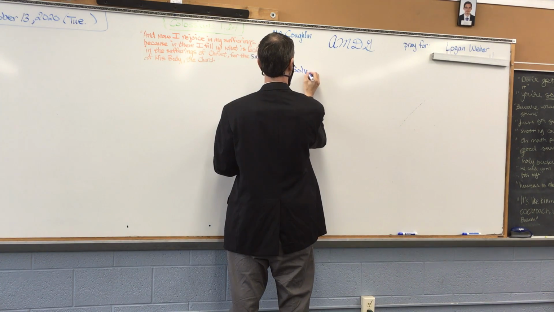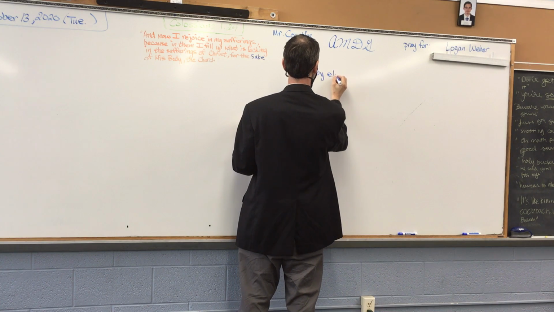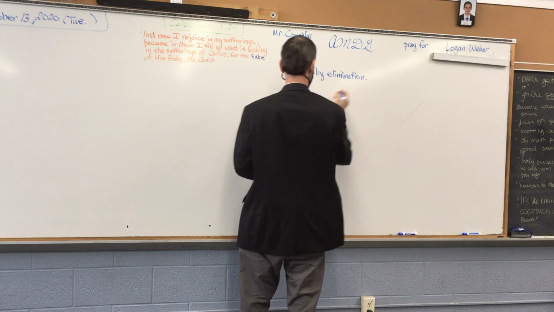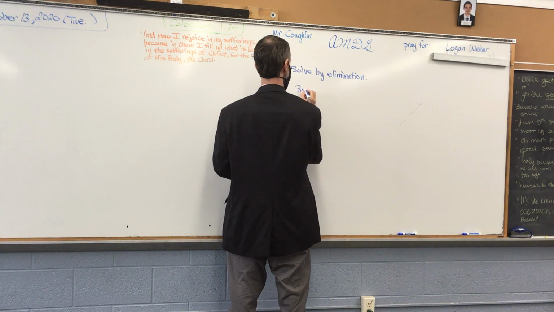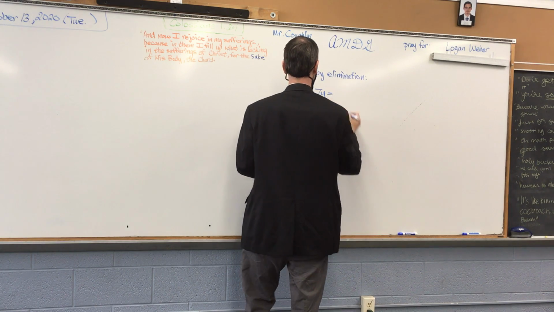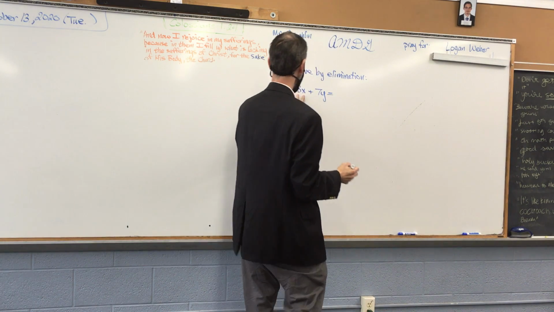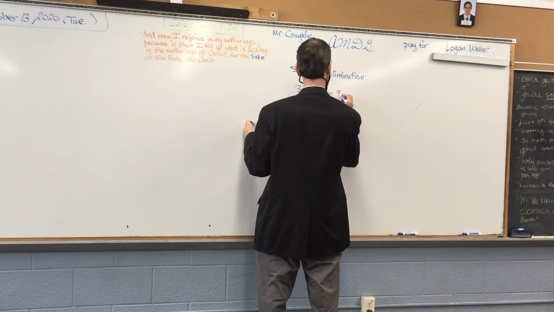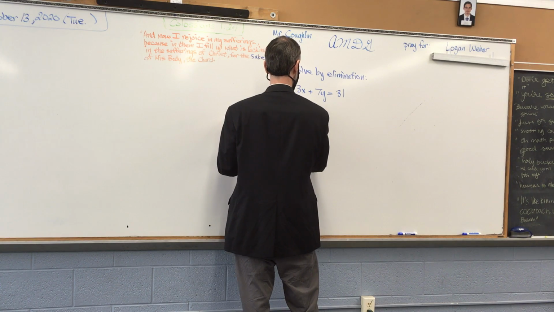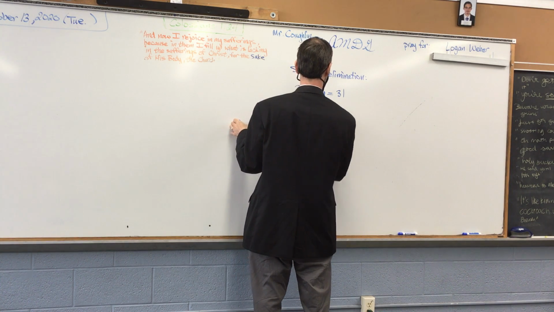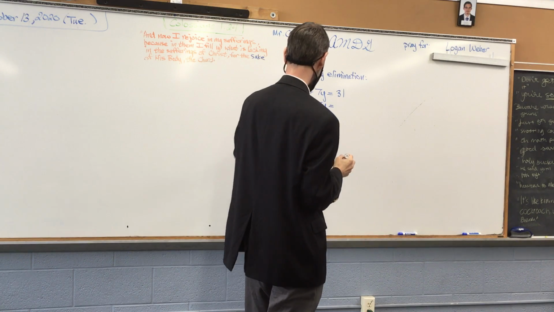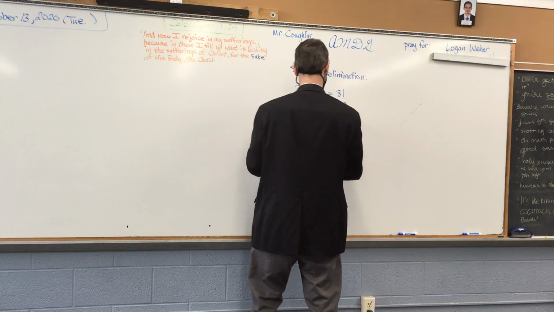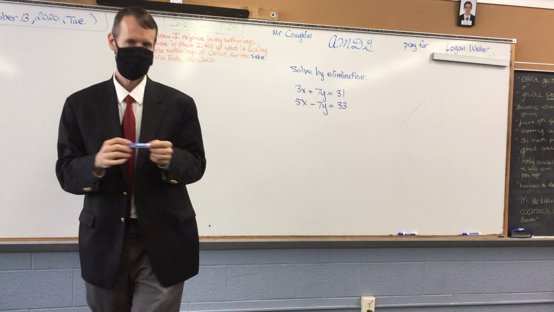solve by elimination. Try this. 3x plus 7y equals 31. And then 5x minus 7y equals 33. Can somebody tell me how to solve that?